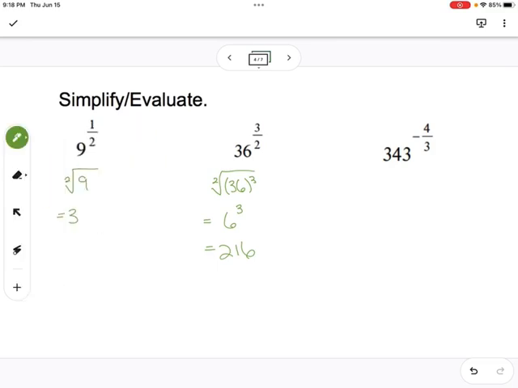This next one, the first thing we want to do is make that negative exponent into a positive. So that means we need to do 1 over 343 to the 4 over 3. Making that a radical, we have 1 over the cube root of 343 to the exponent 4. When we calculate this, we're going to get 1 over 2,401.